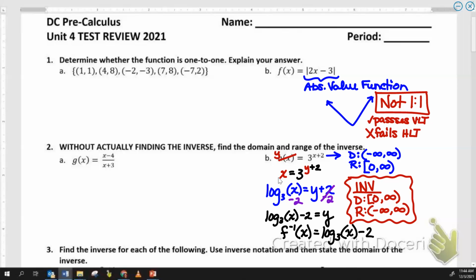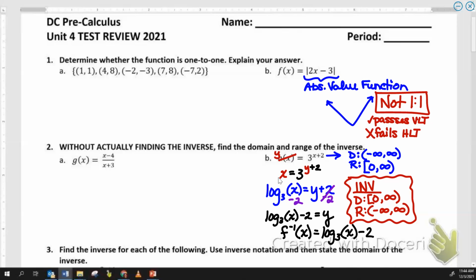From negative infinity to -3, union, -3 to infinity. So because I know the domain of the original function, I now know the range of the inverse. Negative infinity to -3, union, -3 to infinity.